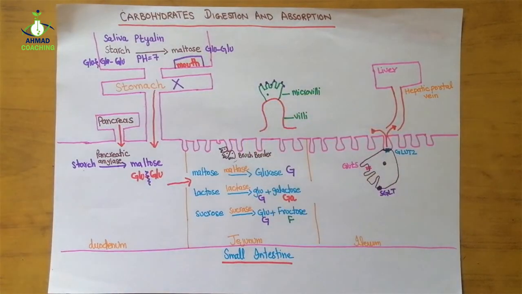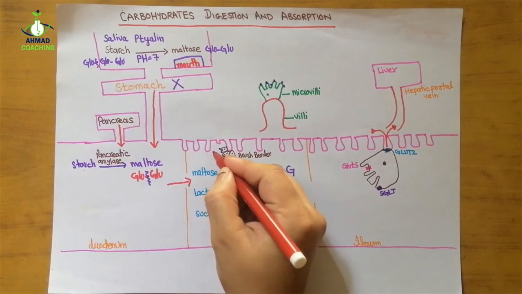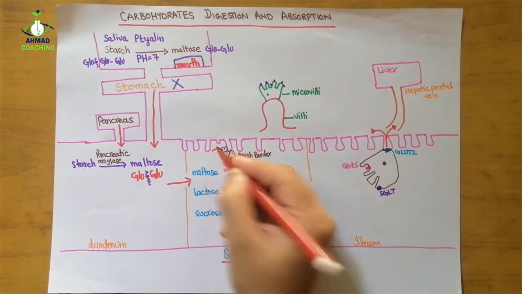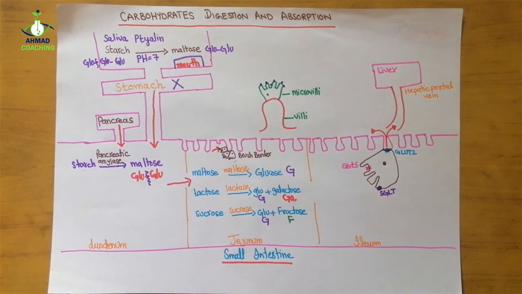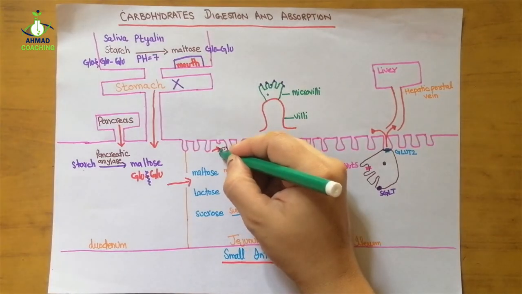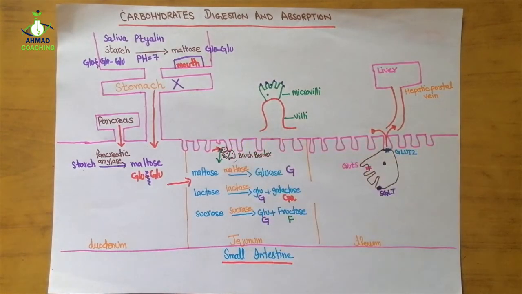So what is actually happening is that the substrate is going to be attached here, and the enzyme is going to break it, and the product is going to be removed. The product is actually glucose, galactose and fructose. These small molecules are now ready to be absorbed. At this point the digestion of carbohydrate is completed.